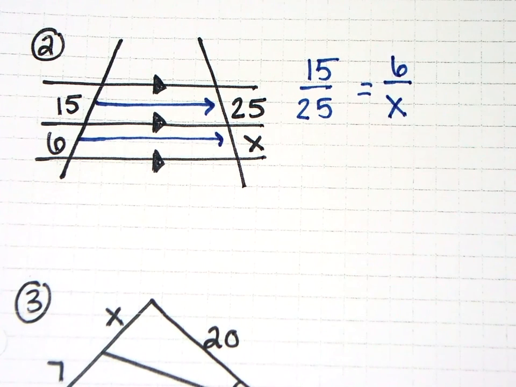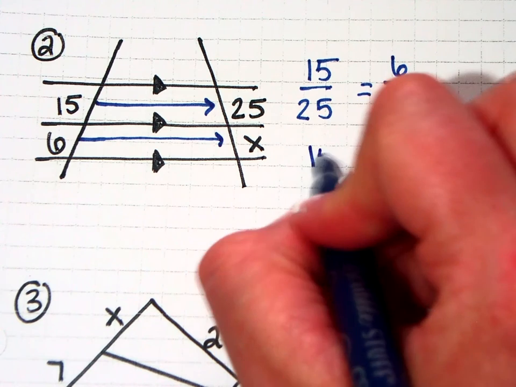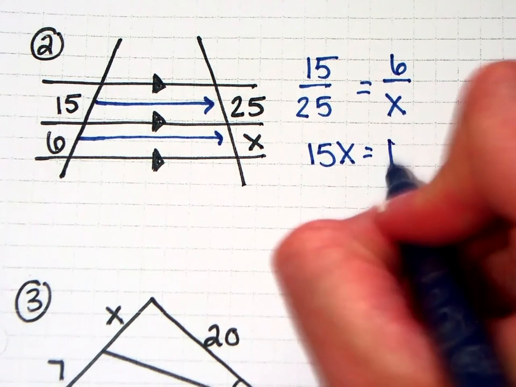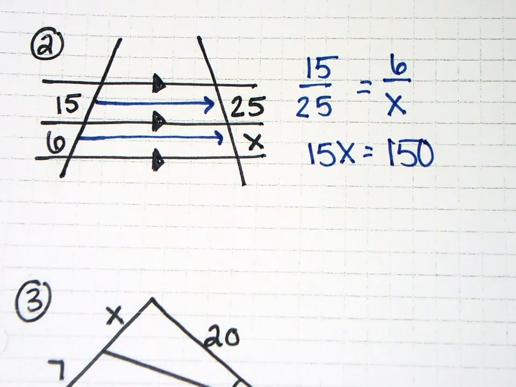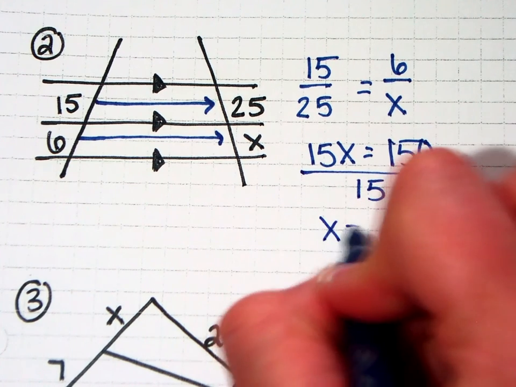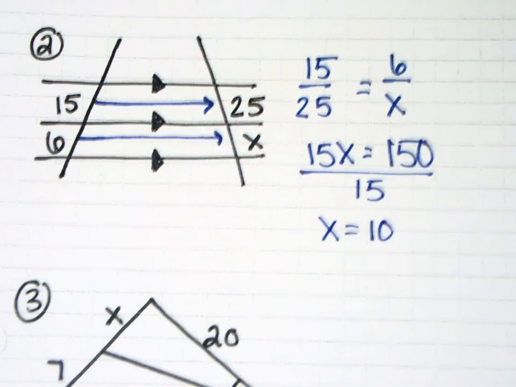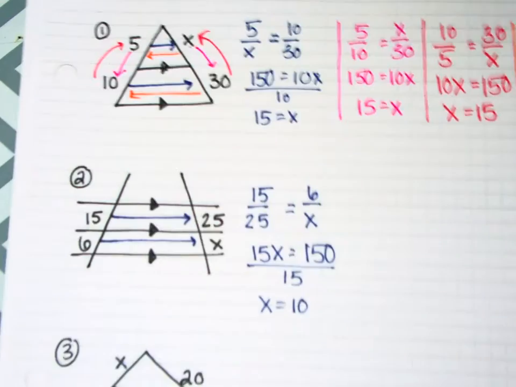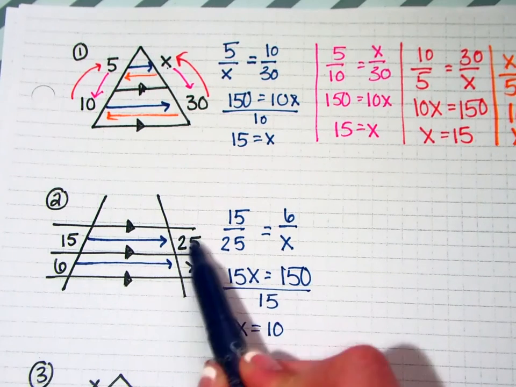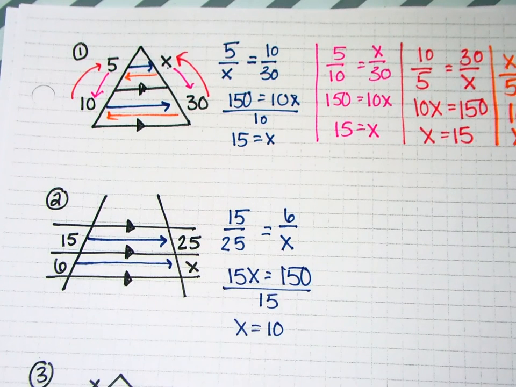I'm going to cross multiply. 15 times x is 15x. 25 times 6 is 150. So when I divide both sides by 15, my x value is 10. Now I can exactly do what I did up above if I wanted to. So again, I could go top to bottom, top to bottom. I would be getting the same answer. So just know with proportions, there's more than one way to set the problem up.